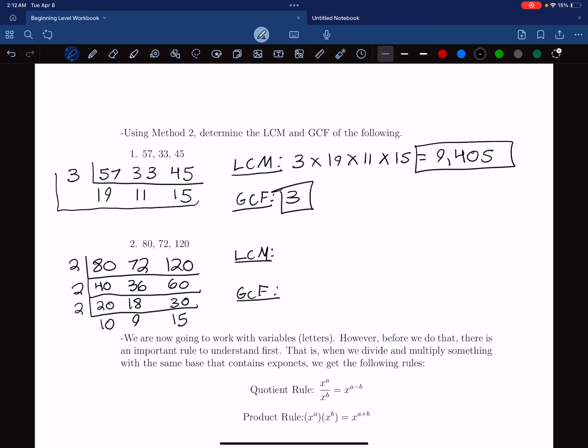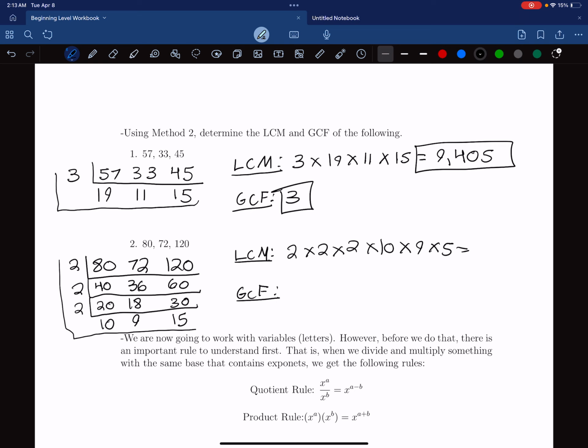I encourage you to pause the video and try to find the least common multiple and greatest common factor now that we have this ladder drawn out, I guess you could call it. And assuming you have tried finding these on your own, let's work through it. So to find our least common multiple, remember we're going to multiply all the numbers on the outside. So we're going to do 2 times 2 times 2 times 10 times 9 times 5.